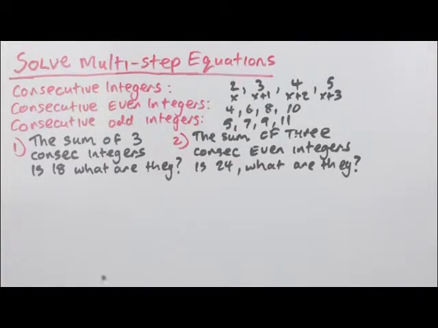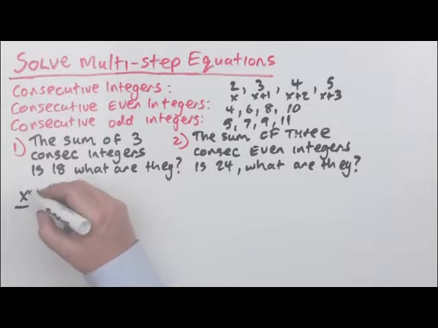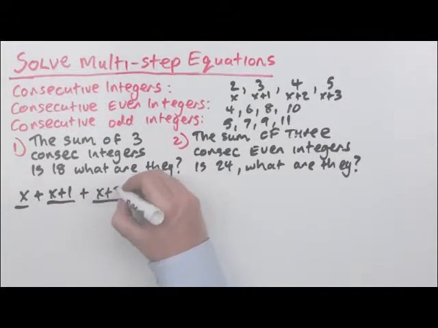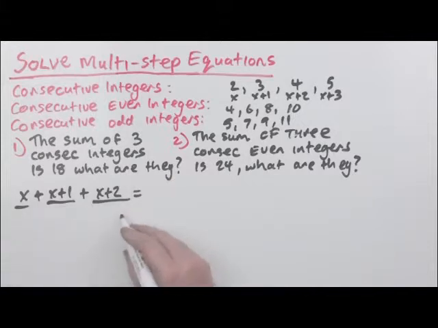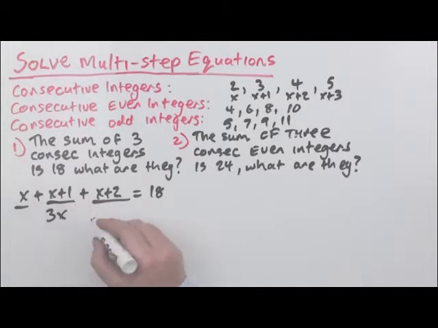So let's see, the sum of 3 consecutive integers is 18. What are they? Well, let's see, I'm going to go x, that's the first integer, plus the next one is x plus 1. That's the second consecutive integer. Well, we're talking about 3 of them, so x plus 2 is the next consecutive integer. That's equal to 18. So I can solve this multi-step equation to find out what the first integer is.